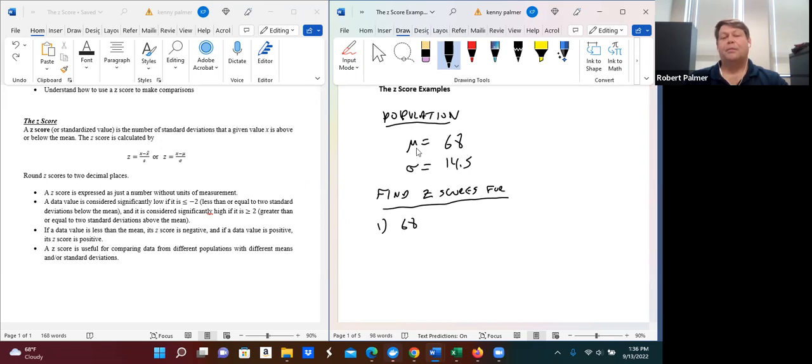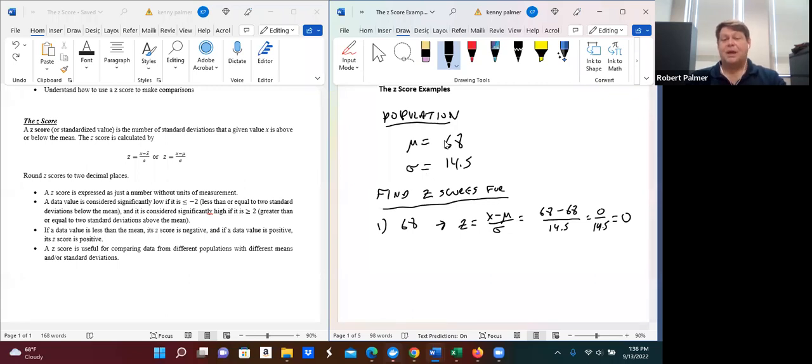So we're going to have z equal to x minus mu over sigma, where 68 is our data value x. Just plug this in: 68 minus our mean, which is 68, divided by sigma, which is 14.5. Now, if you notice, this is going to be 0 over 14.5, which is going to be 0.